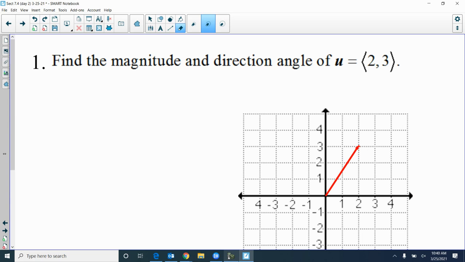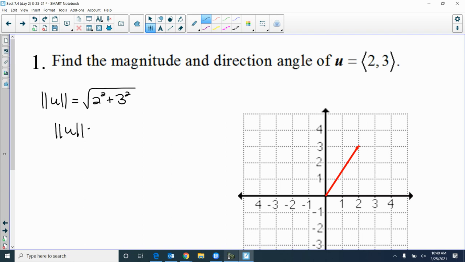Okay. Well, we do the magnitude like we always do. Magnitude would be the square root of 2 squared plus 3 squared. So the magnitude of u, square root of 13. All right, what's its direction? Or how am I going to find it?